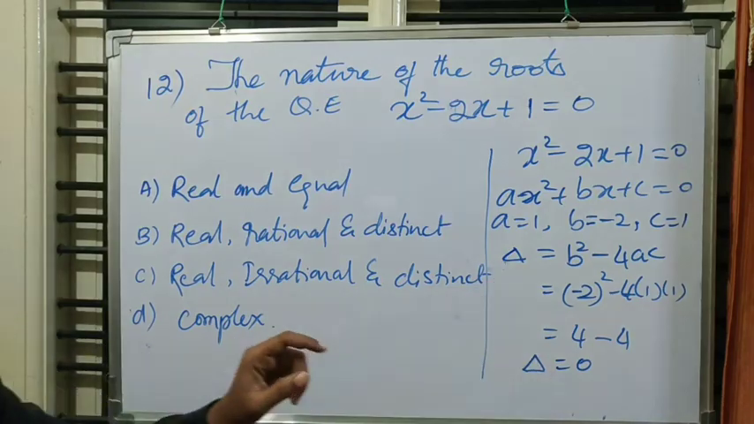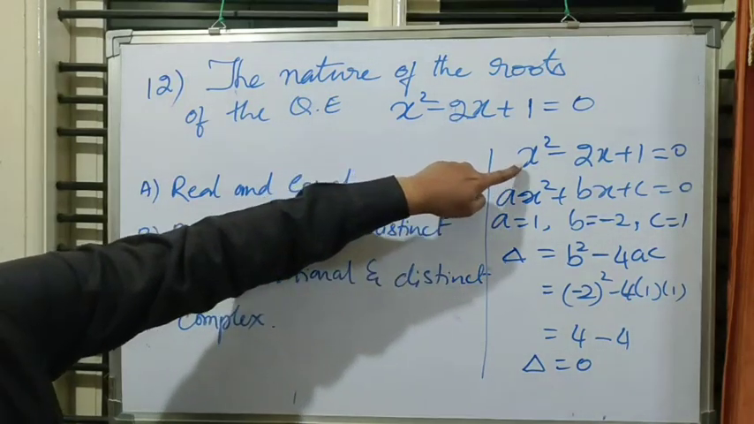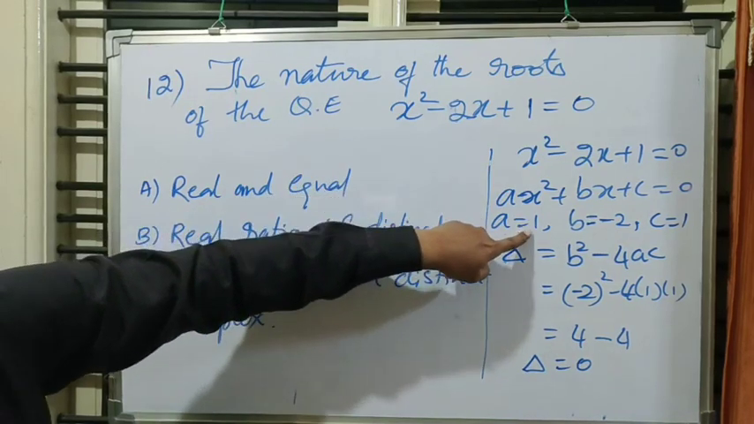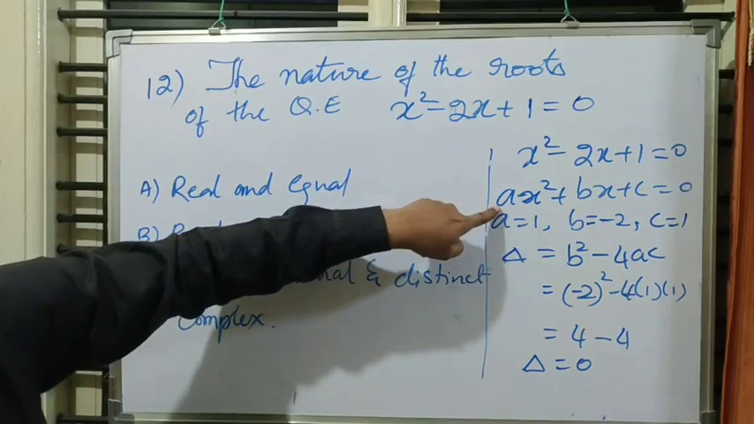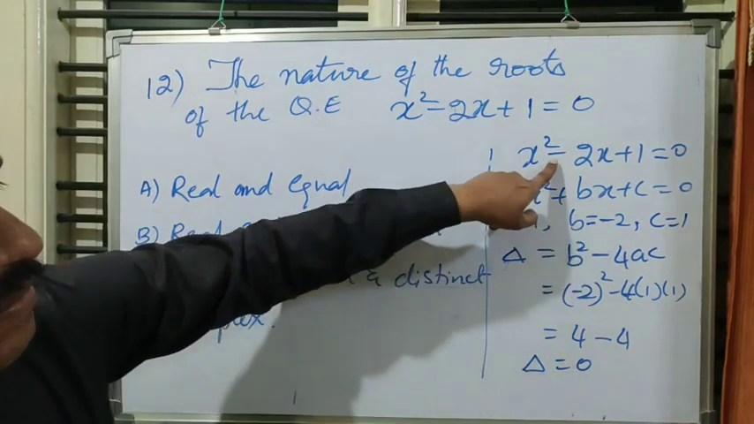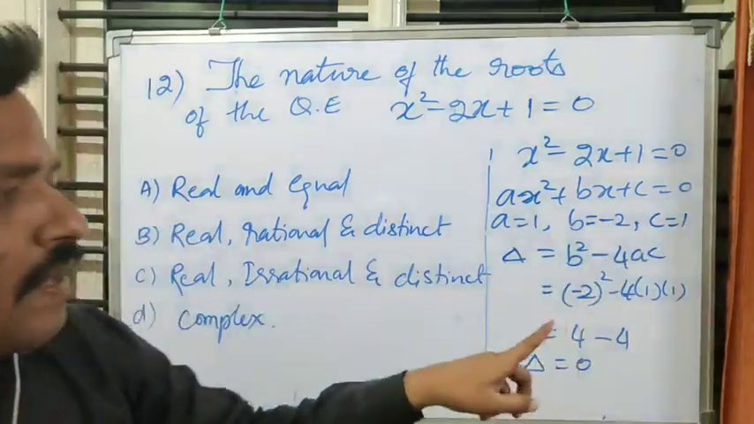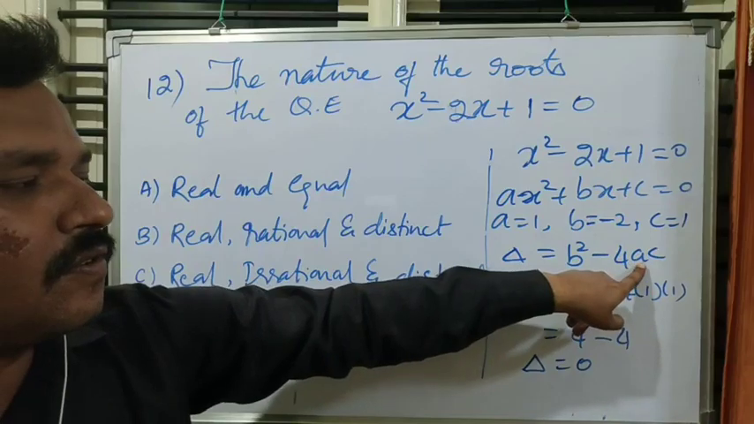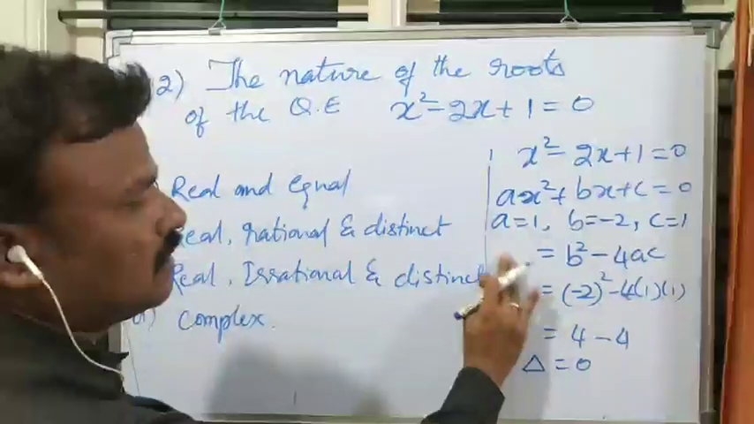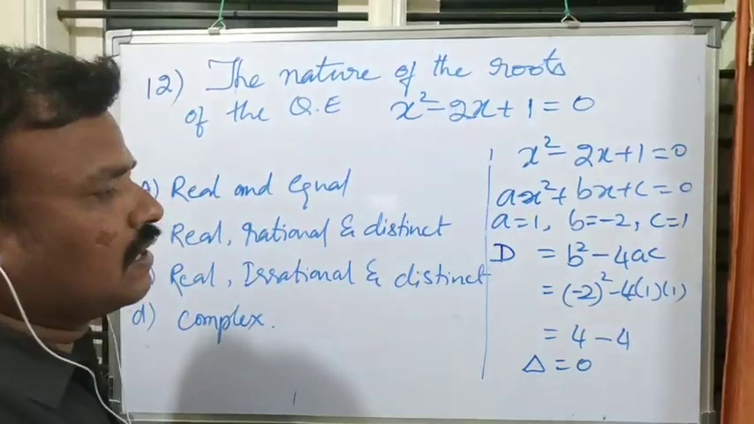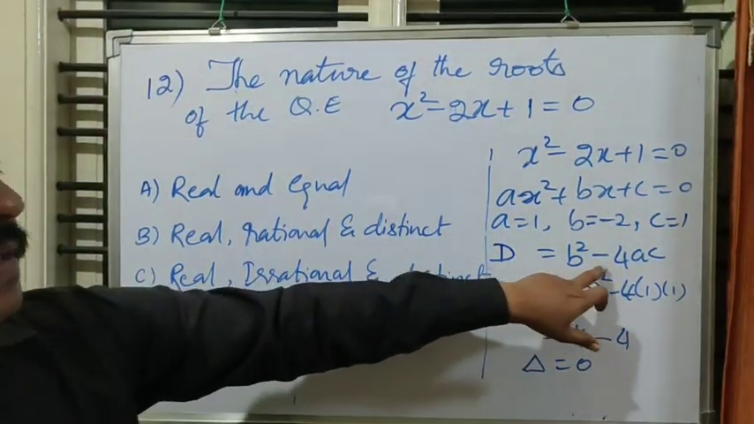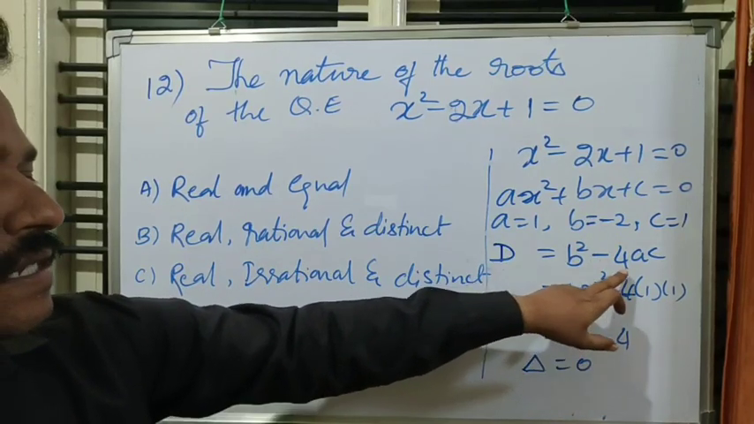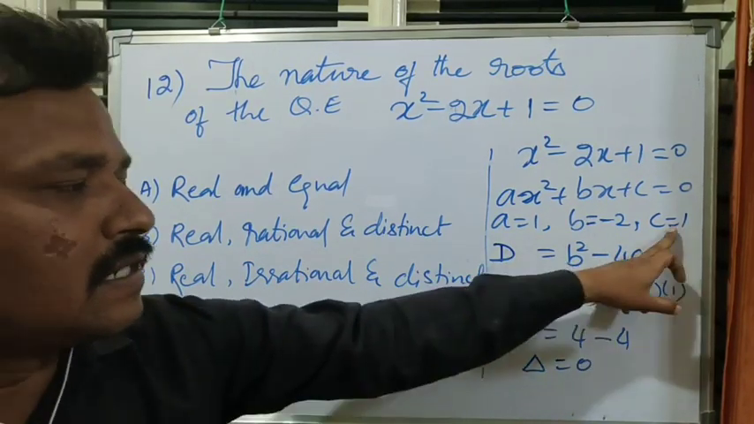Now according to our question, x square minus 2x plus 1 is equal to 0. Compare with the standard equation. Therefore a is equal to 1, because the x square coefficient is a, b is equal to minus 2, and c equals 1. So go for the discriminant formula, delta equals b square minus 4ac. You can take this as capital D also, or delta, both are the same. Substitute the value of b, minus 2 whole square, minus 4, a value is 1 and c value is also 1.